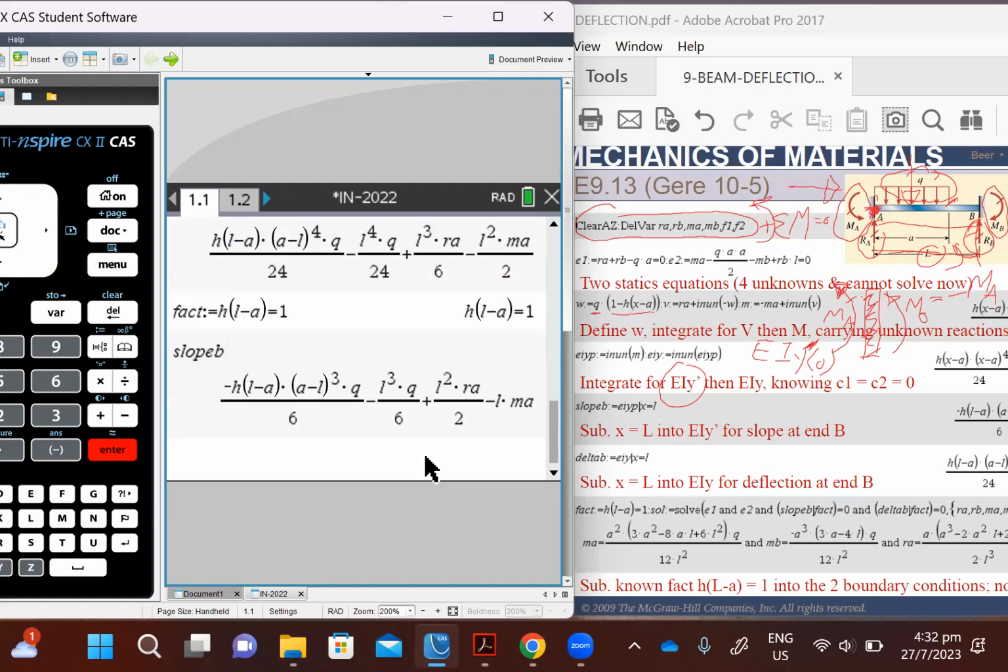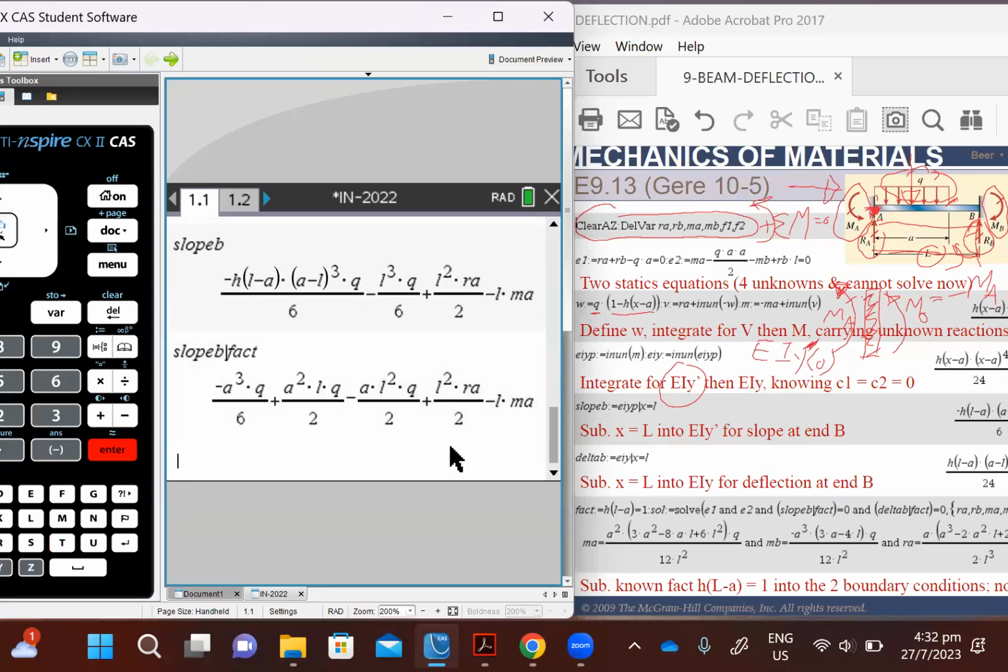So let me show you what happens with the slope at B. This object I know must be 0, but you see I have this mess here that I know should be 1. So I can make a substitution using the fact. Then you see this part disappears. So I'm going to use these 2 quantities, slope at B and delta at B, the deflection at B, and give them 0 values for my 3rd and 4th equation. Let me do it step by step.